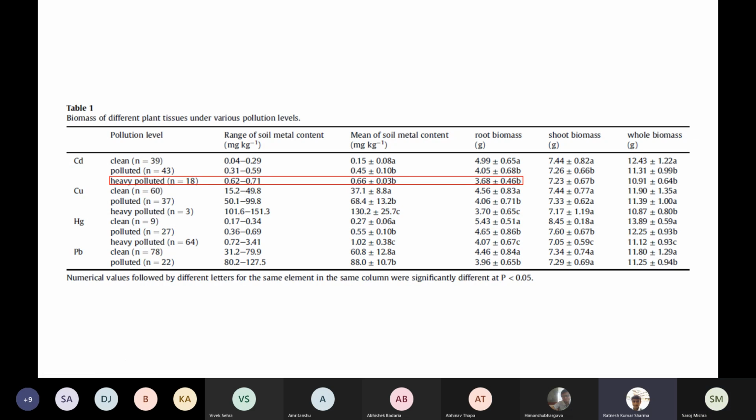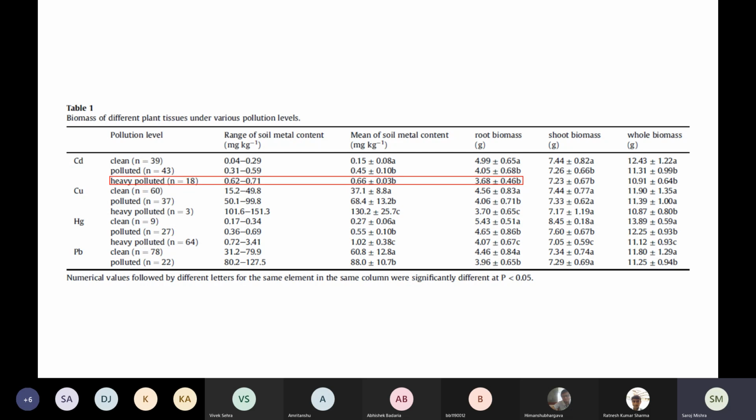Yes, ma'am. And what is the duration after which this root biomass and shoot biomass has been measured? After the transplantation, what is the duration? So this is the initial root biomass. In the control sample, you made sure that all the plants you have taken are going to be roughly of the same size.